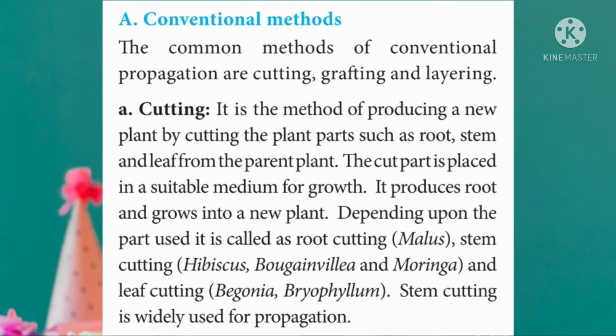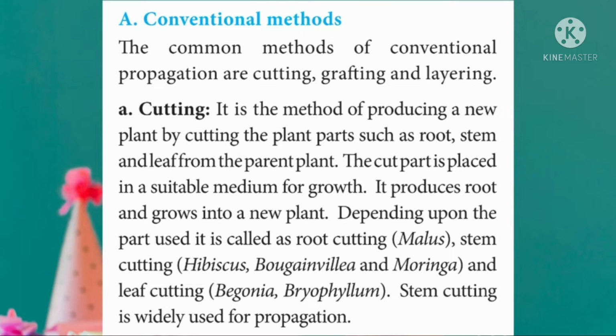One is root cutting. Some plants are produced by root cutting; one example is the malus plant. Here we just cut the malus plant root and place it into a pot or any soil, and it will grow into a new plant. Likewise the stem cutting. For stem cutting, we cut a branch from the plant and place it into a suitable medium, that is soil. If you place it into the soil, it will grow into a new plant.